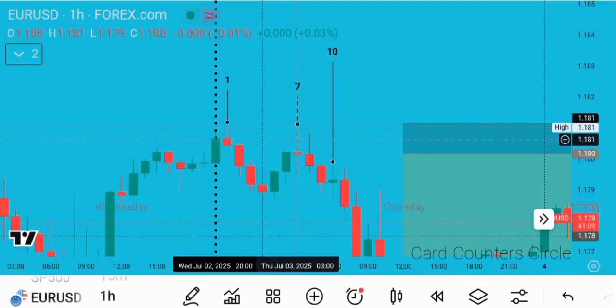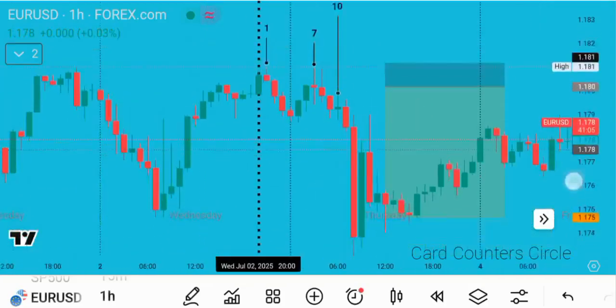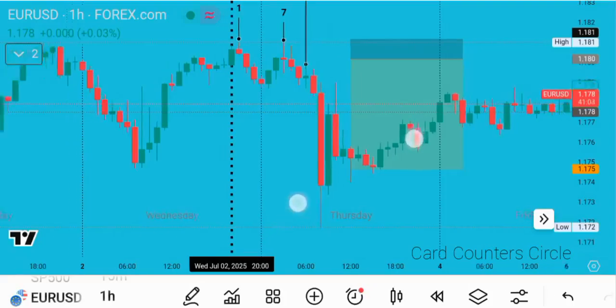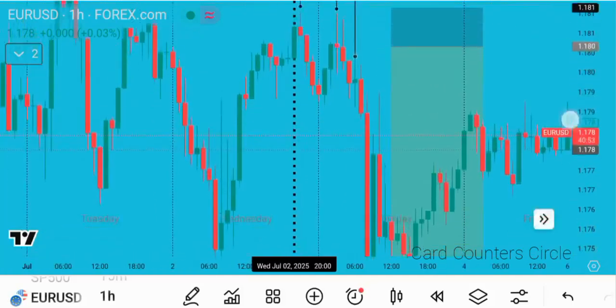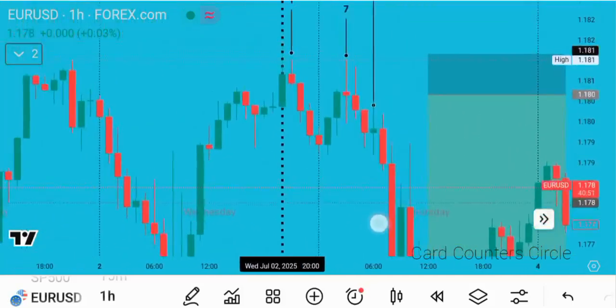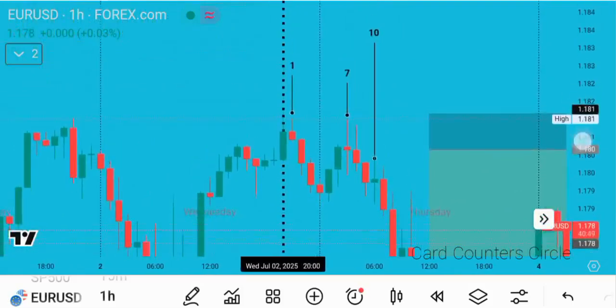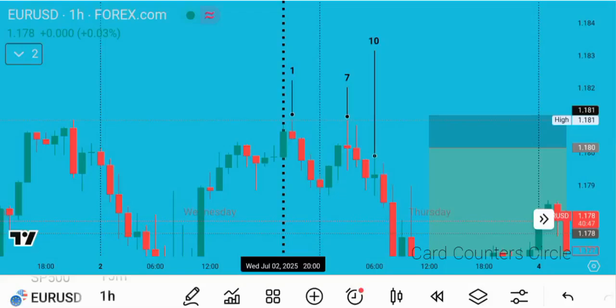What is 7 and 3? A divergence. Thank you for saying a divergence. And what do you see happens after 7 and 3's collision? An expansion to the downside, right? A fast move, an impulsive fast move to the downside. That is what a divergence is. Do you understand?